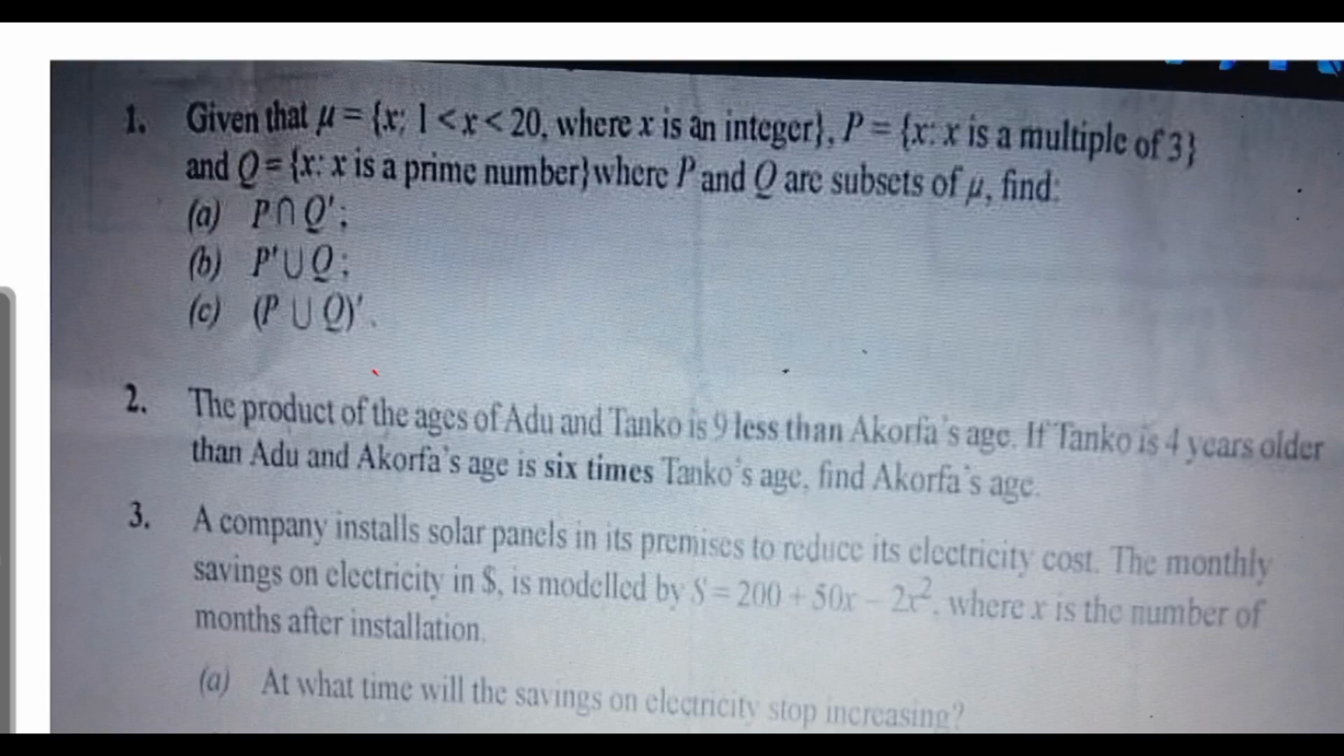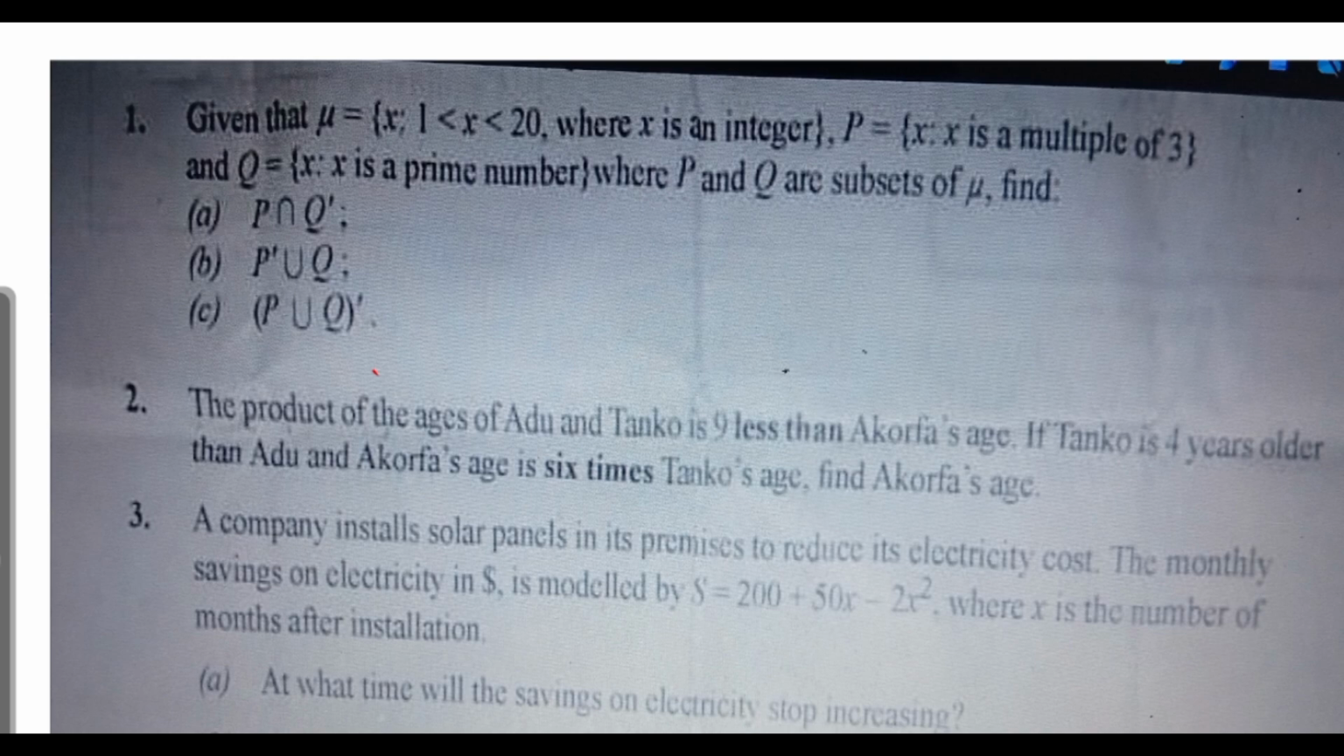Question 1. Given that the universal set X is such that 1 is less than X less than 20, where X is an integer, P is a set of X such that X is a multiple of 3, Q is a set of X such that X is a prime number, where P and Q are subsets of the universal set.